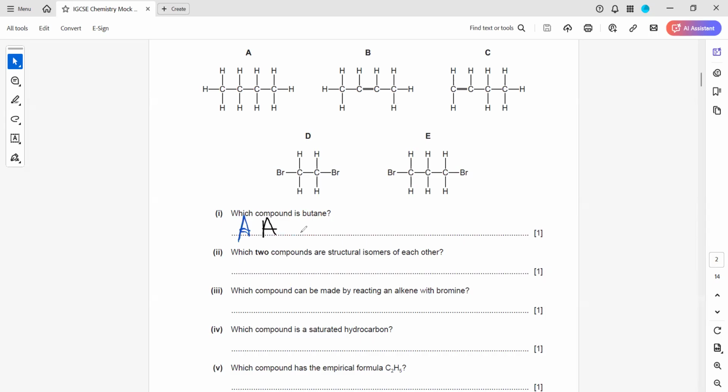So A. Two compounds are structural isomers. Structural isomers mean they should have the same molecular formula but different structures. So B and C have the same molecular formula but different structures.